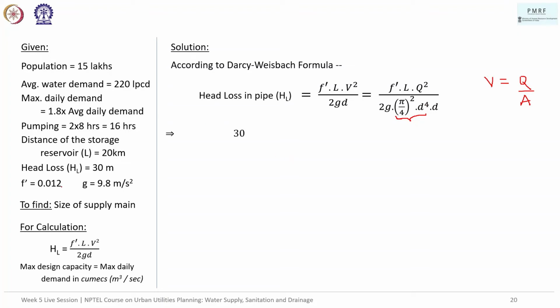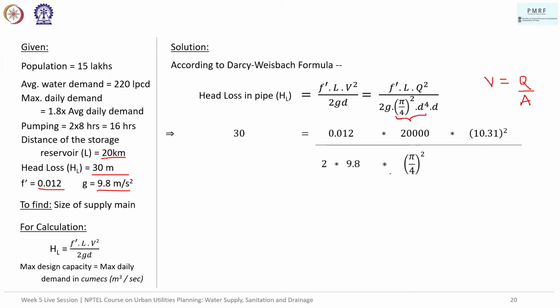So head loss is given to us as 30 meters, equal to f dash given as 0.012, into L. L is the distance of the storage reservoir. It's given in kilometers, so we convert it to meters. So we get 20,000 meters into Q. We just calculated Q to be 10.31, to the whole power 2, divided by 2 into g. The value of g is given as 9.8 meters per second square, and pi by 4 the whole square into D power 5.